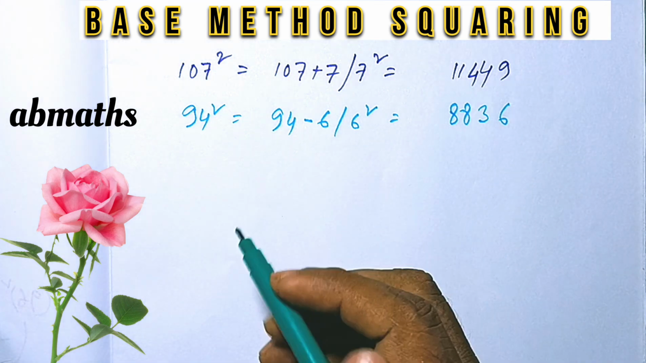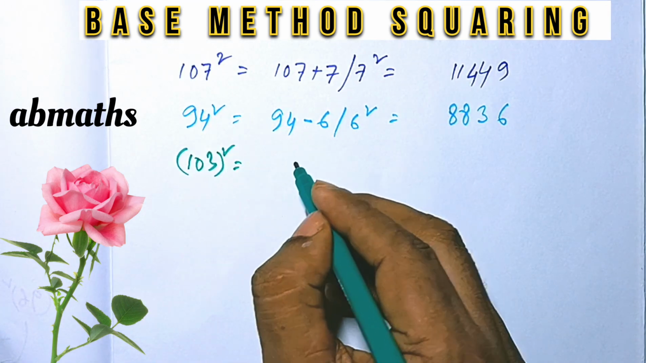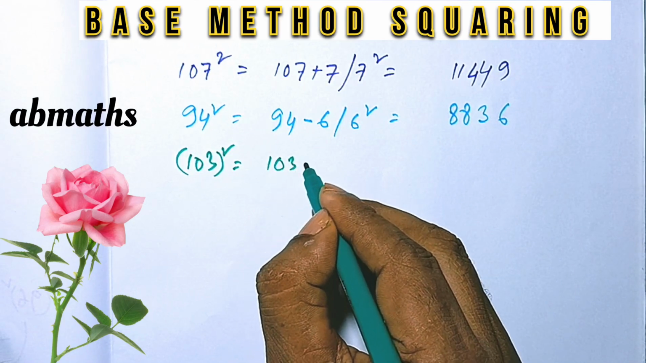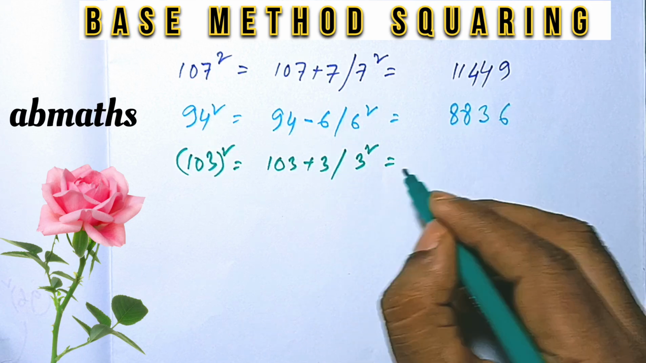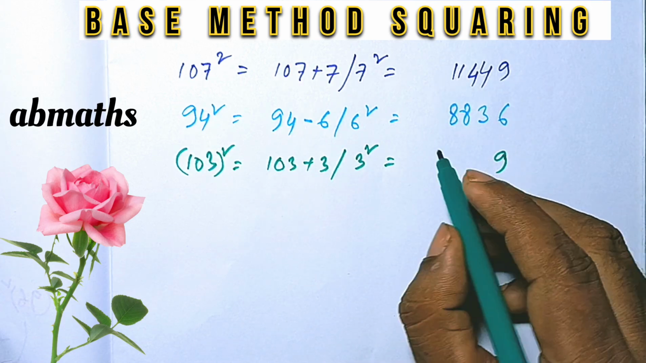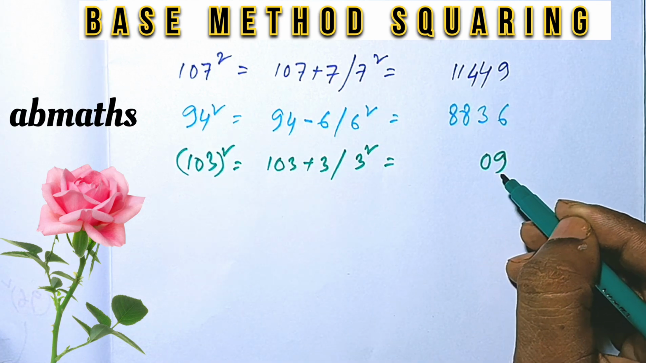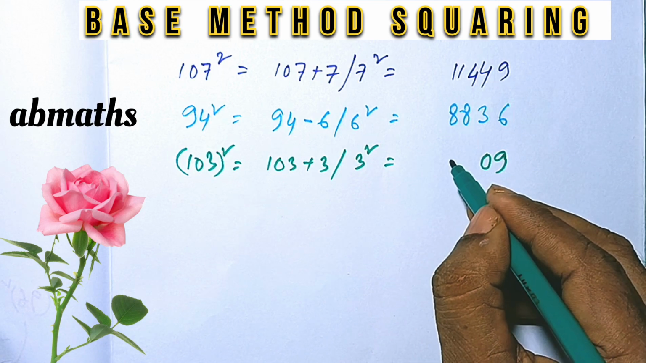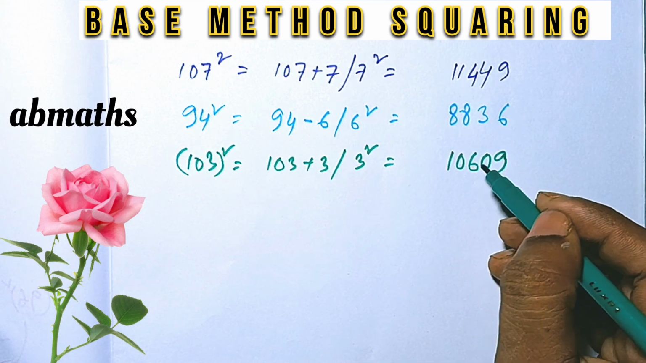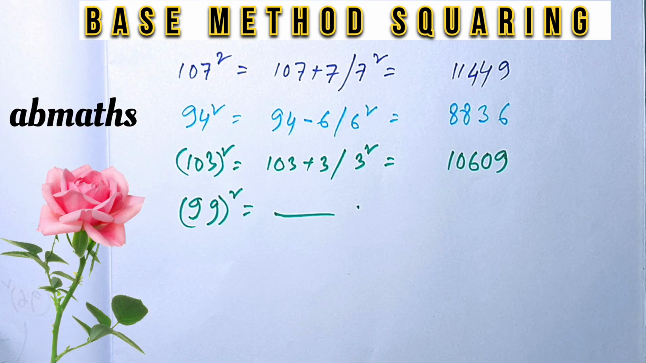So another one, 103 whole square. So it is 103 plus 3, and it is 3 square. 3 times 3 is 9. Since it is 1 digit, and we are having base 100, we'll write 2 digits with 0 included. 103 plus 3 is 106. Let me give you one example so that you can give me the answer in the comment section. Whatever it is, we can do it in a very simple way.